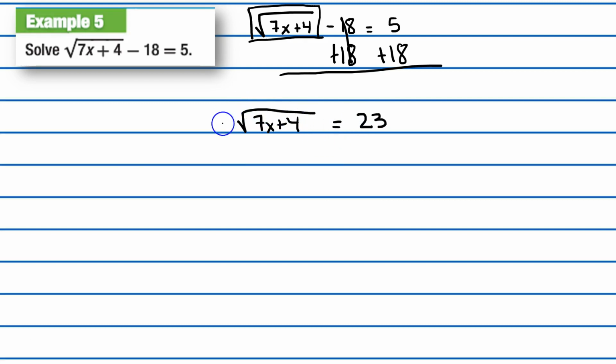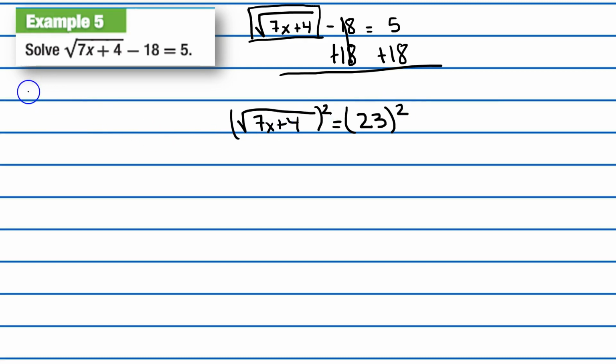Alright, so now I have this square root here. I want to get rid of that. So, just like we saw previously, we can square both sides. Whatever you do to one side, you have to do to the other side though. I square it, and then I square it.